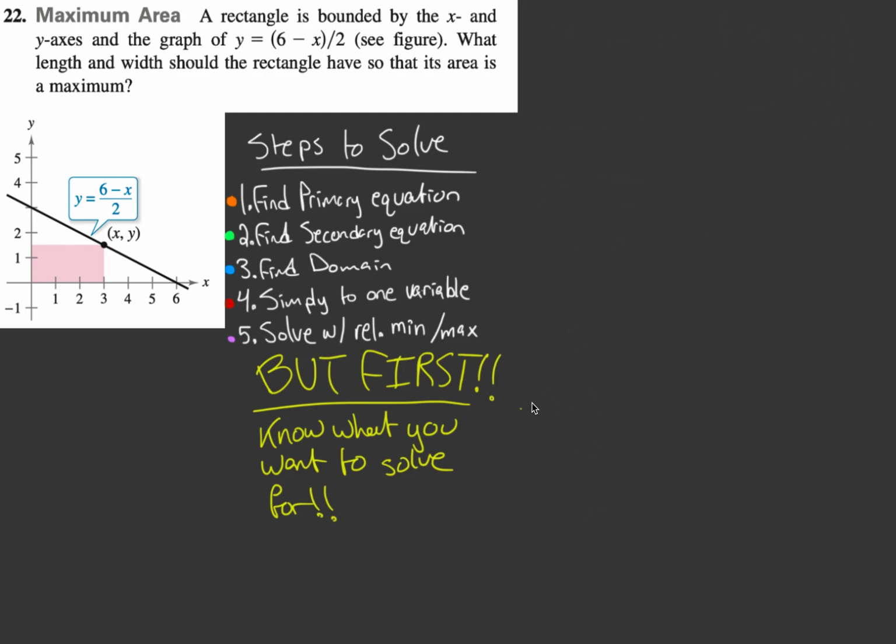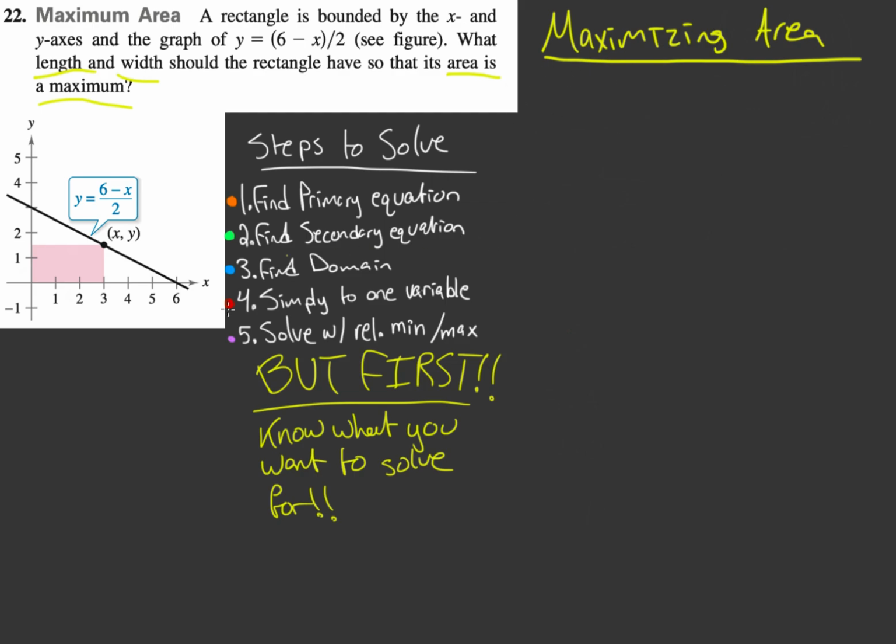So before you do anything at all, try to know what you're solving for. What is the question asking you to do? If you look at the very end, it says what length and width. So we have two answers, a length and a width. And based on this graph, it looks like we might have an x coordinate and a y coordinate. If we hear area is a maximum, that means we are maximizing area. That sounds pretty straightforward.